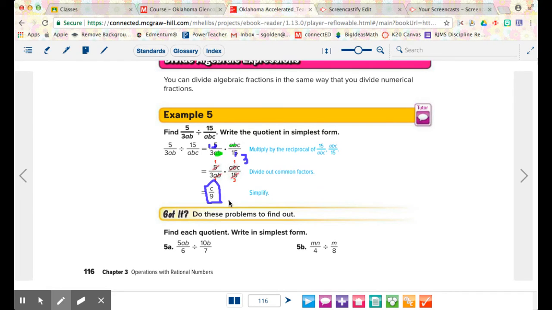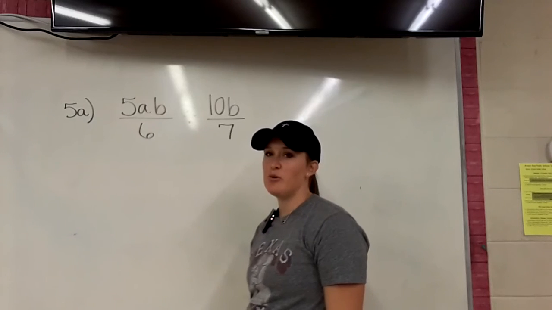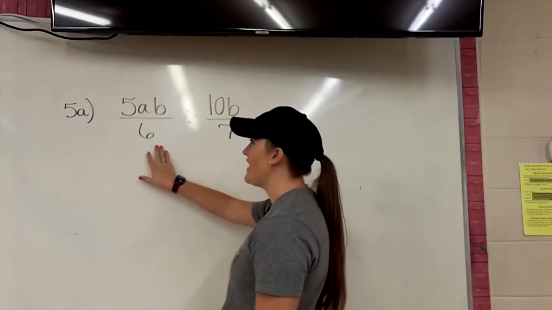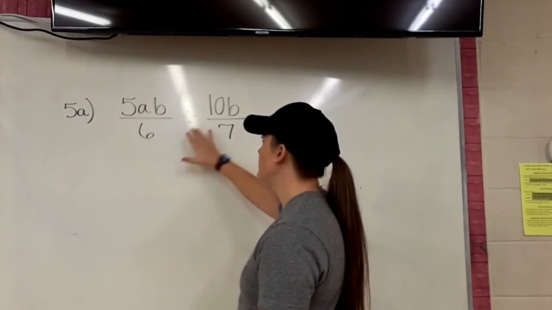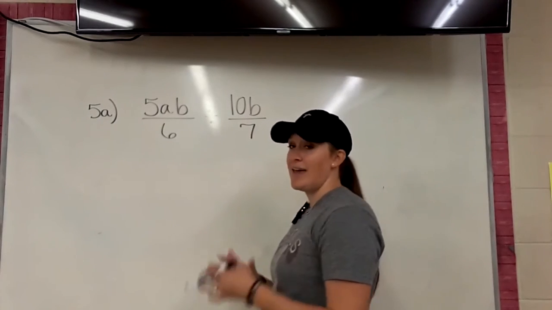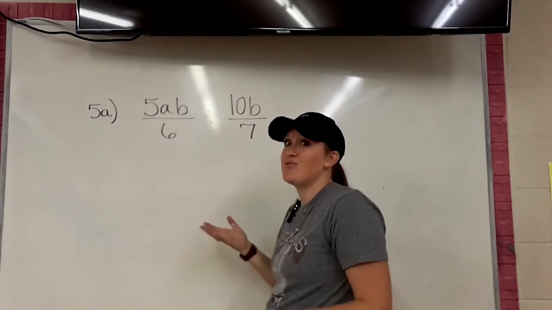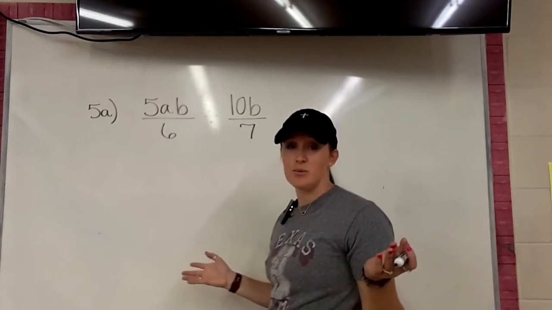I know this kind of takes a little bit of thinking, so I'm just going to give you one of them. I want you to try 5a. Okay, you don't have to worry about b, just do 5a. Pause the video, try that, and then I'll go over it on the board. On this problem, again, I only gave you one because this one takes a little bit more thinking. We have 5ab over 6 divided by 10b over 7. And they don't tell us what a and b equal. So we're just going to get this as far as we can. And that's going to have to be good enough.